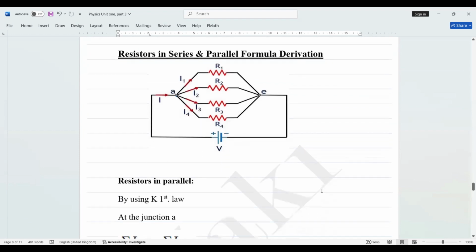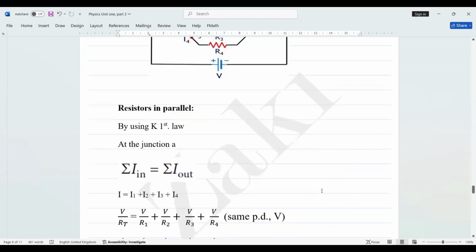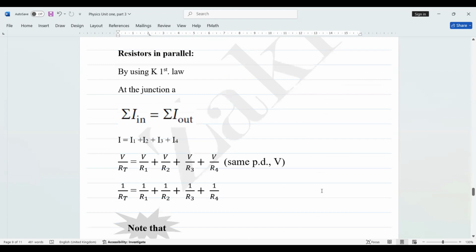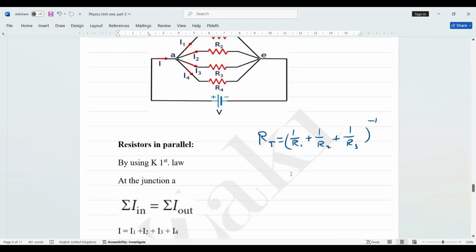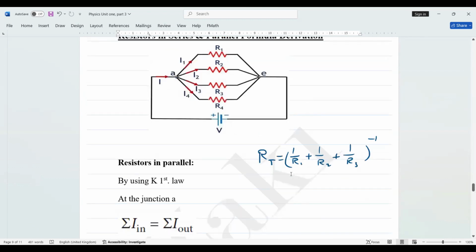I proved here. You can do it. So here in resistors in parallel, R total equals 1 over R1 plus 1 over R2 plus 1 over R3, all to the power negative 1. This is resistors in parallel, 1 over R. Of course, the total resistance will be less than the minimum value of any resistance.